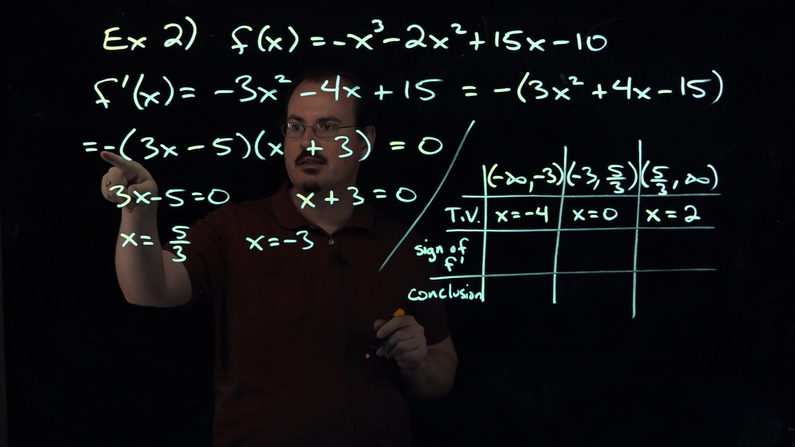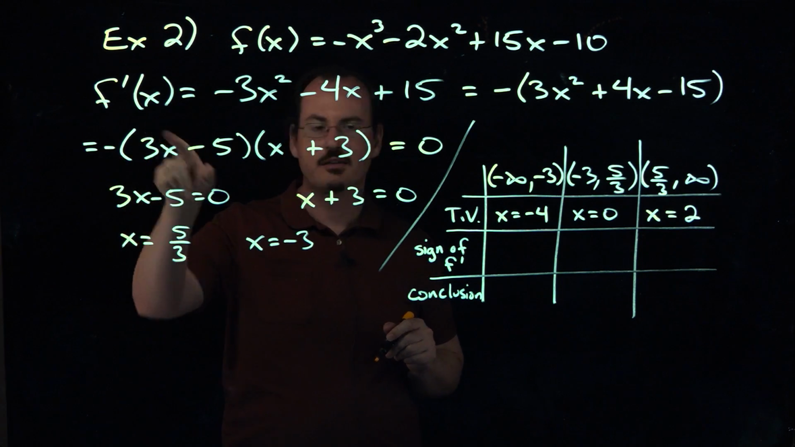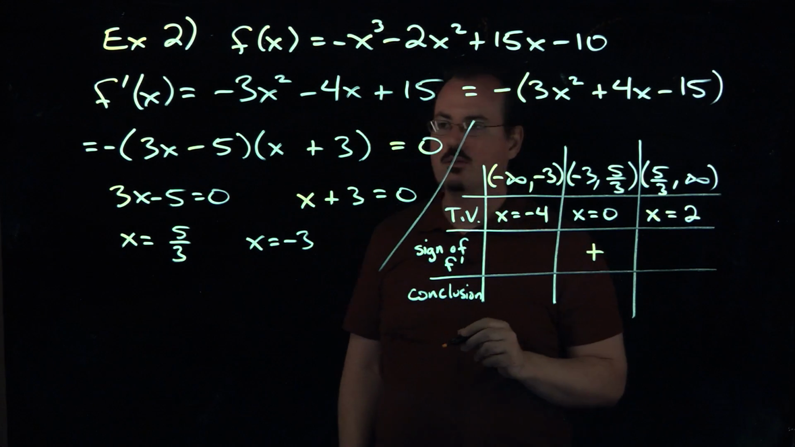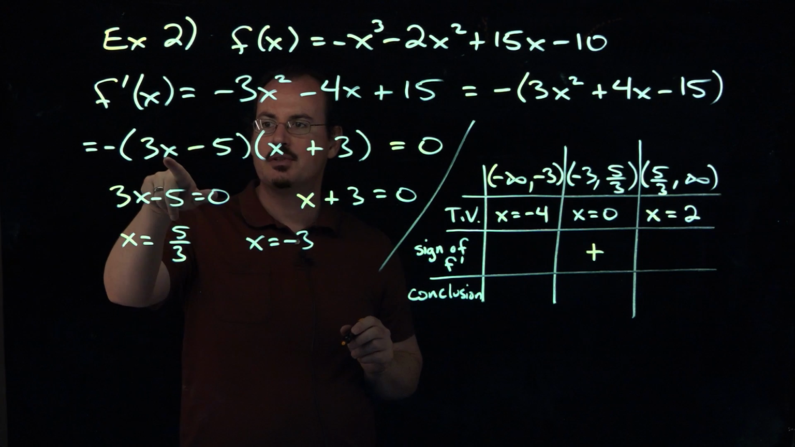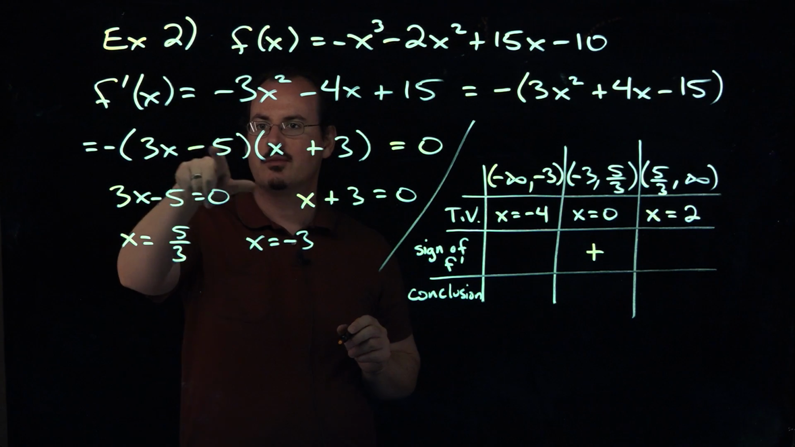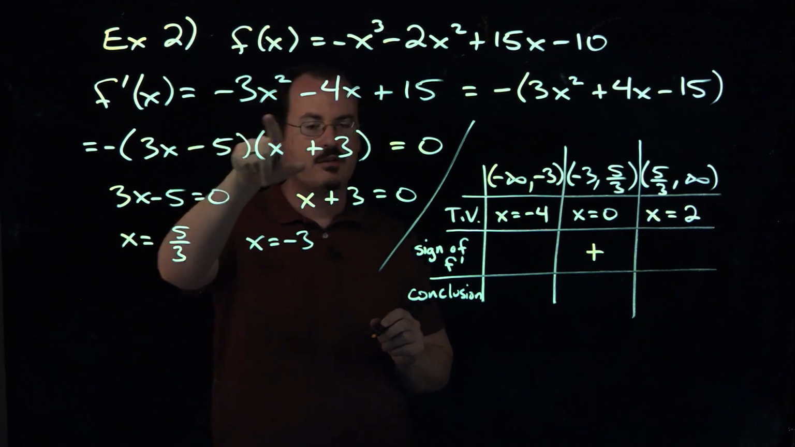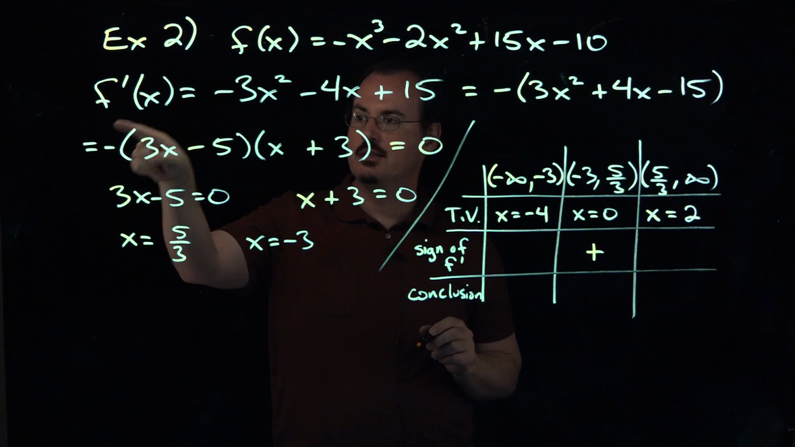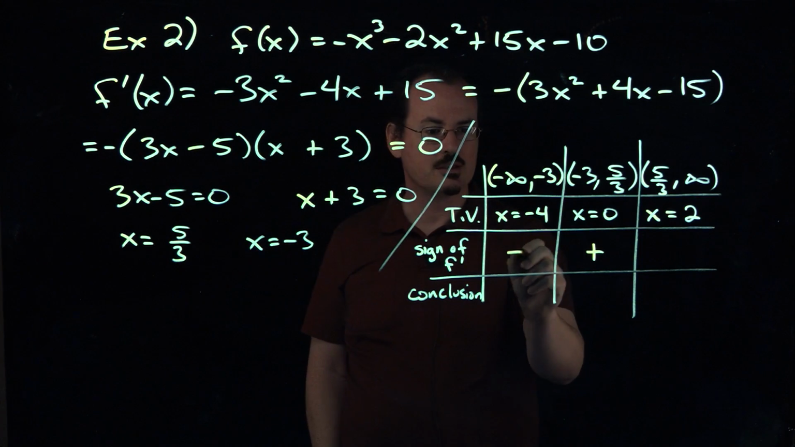But then I've got this negative in front here, so we have a negative times a positive. That's positive. Okay. When I plug in -4, see what happens here. -4 times 3 is -12 minus 5. That's definitely negative. If I plug in -4 here, -4 plus 3, that's also negative. And then we've got the third negative, so 3 negatives multiplied together is a negative.